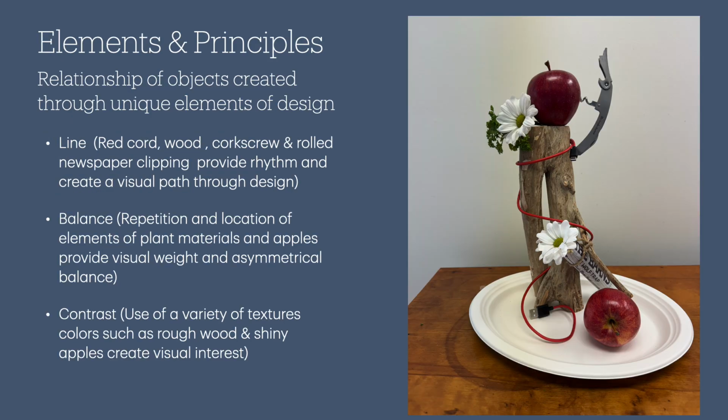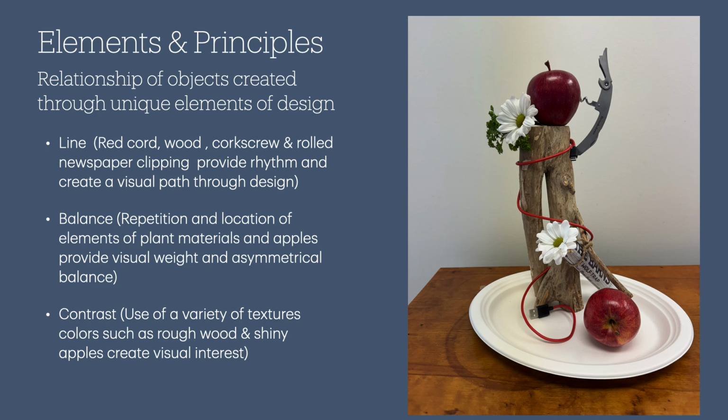All of our floral designs should have elements and principles that come together to create a unified whole. And that's specifically called out in the assemblage description as the relationship of objects created through the unique elements of design. So just to call out a few in this particular design, we've got line, which you can see that's created by the red cord that wraps around the branch itself, the rolled newspaper clipping, and the corkscrew. All of these things are providing a rhythm and a visual path through the design.